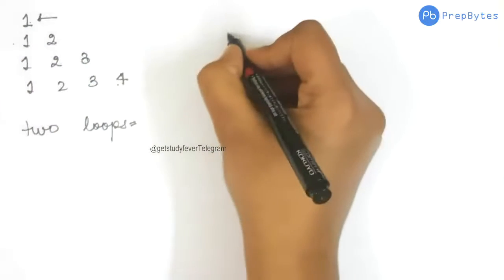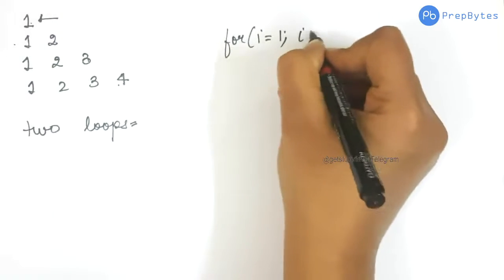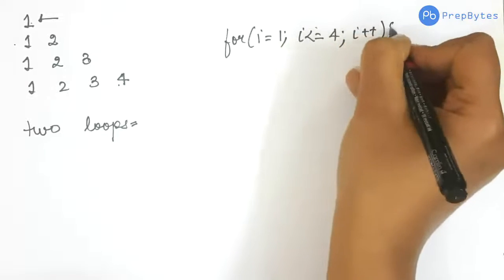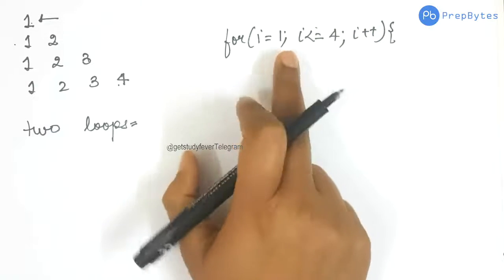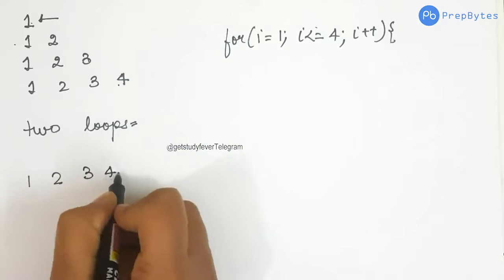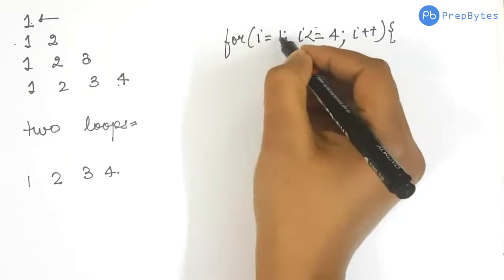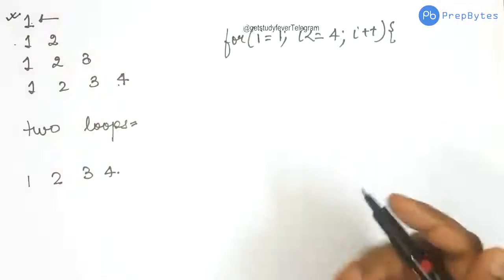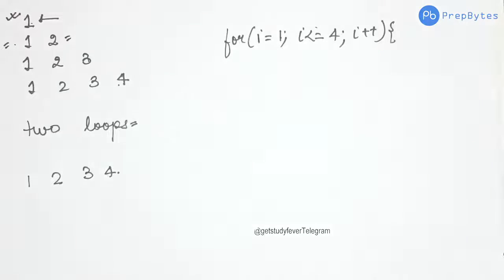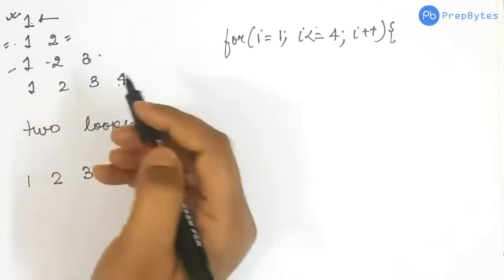So let's try to write code for this. I'll have a for loop. Let's say it starts from 1 and goes till 4, i plus plus. Now if I try and print this, I will simply get 1 2 3 4. But what do I want? When the value of i is 1, I want only 1 to get printed. When the value of i is 2, I want 1 and 2 to get printed. Similarly, when the value of i is 3, I want 1, 2, 3 to get printed.